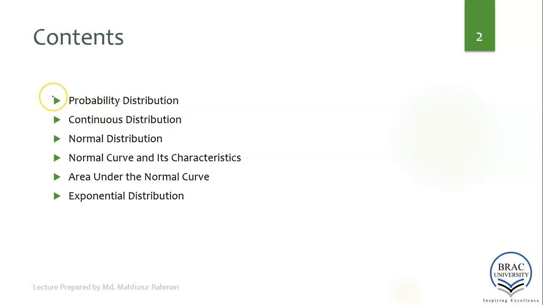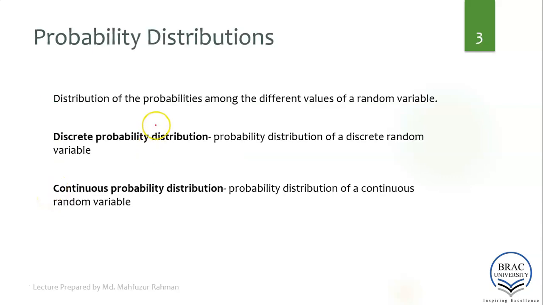We're going to recall a few of the terms that we have already covered in our previous lectures, and then we're going to discuss the normal distribution, the normal curve and its characteristics, the area under the normal curve, and at the end the exponential distribution. As you know, the distribution of the probabilities among different values of a random variable is defined into two categories. One is discrete, another one is continuous, according to our random variable x.